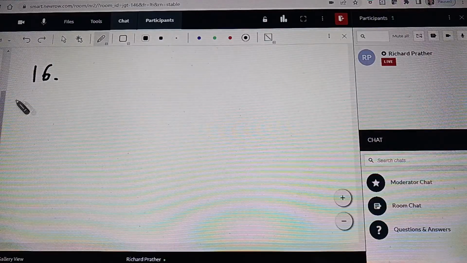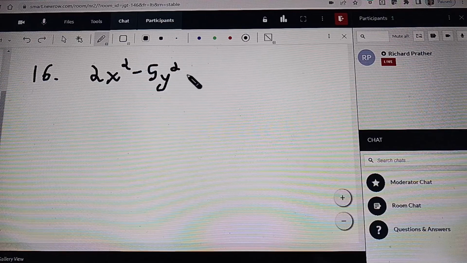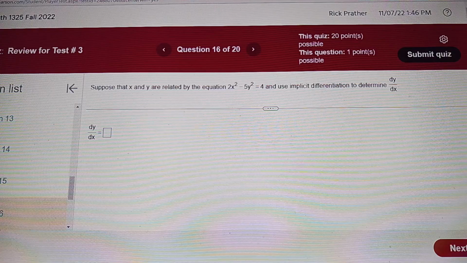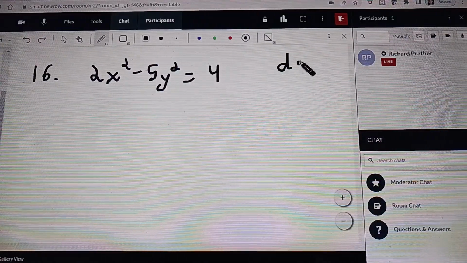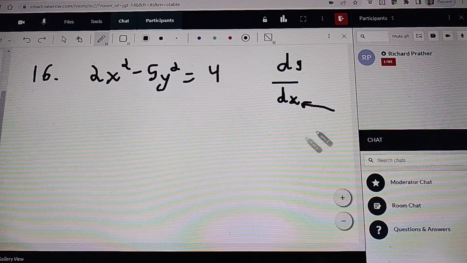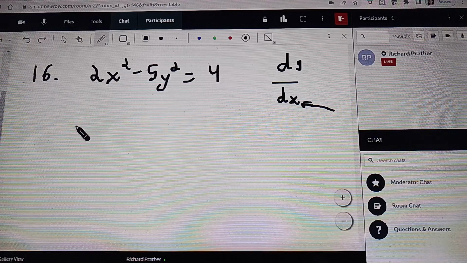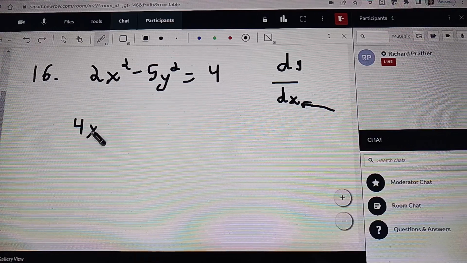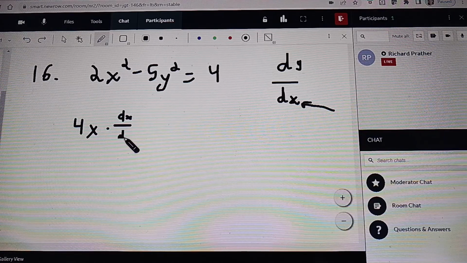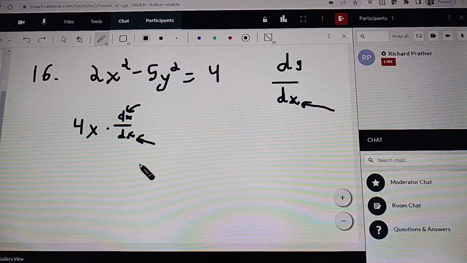But I have 2x squared minus 5y squared equals 4, and then they want me to find dy over dx. So this determined that x is the variable of interest. So I'm going to do the power rule on 2x squared, the derivative of that is 4x to the first, and technically there's a dx over dx attached to that, since x is the variable of interest, and this is the variable I was working on.